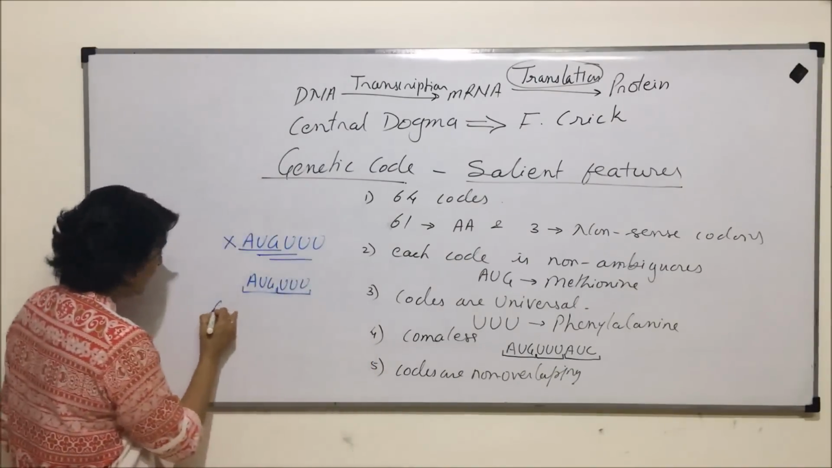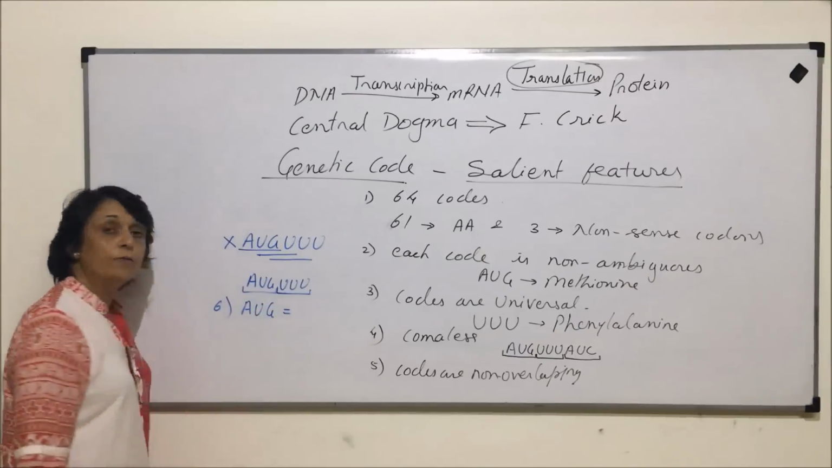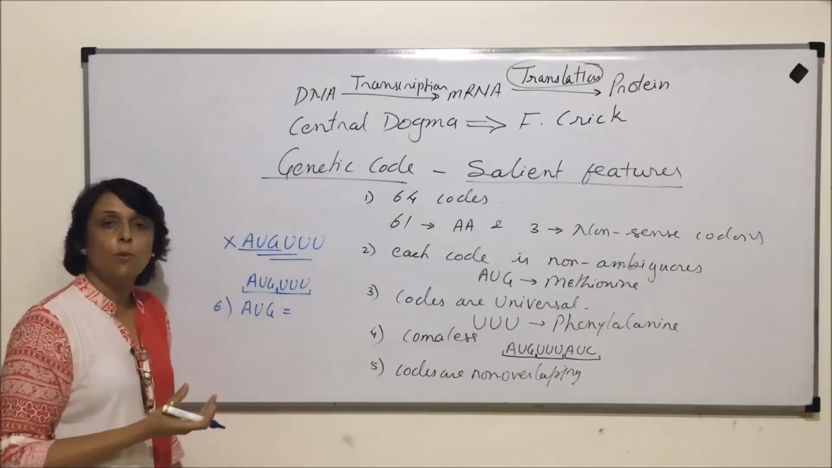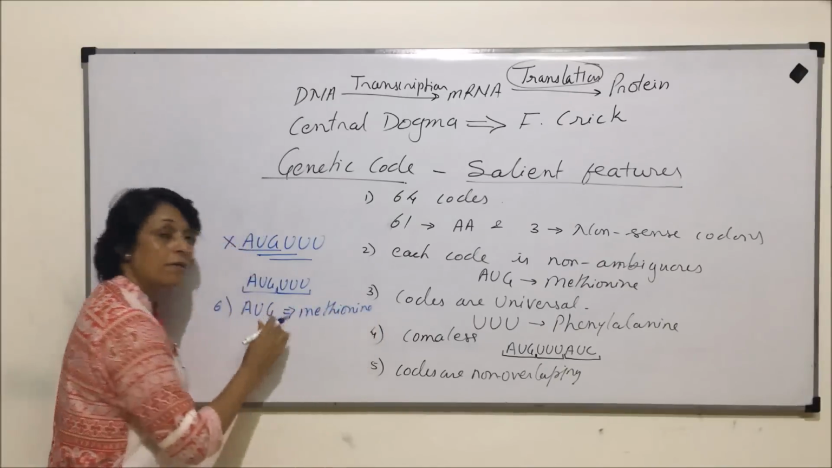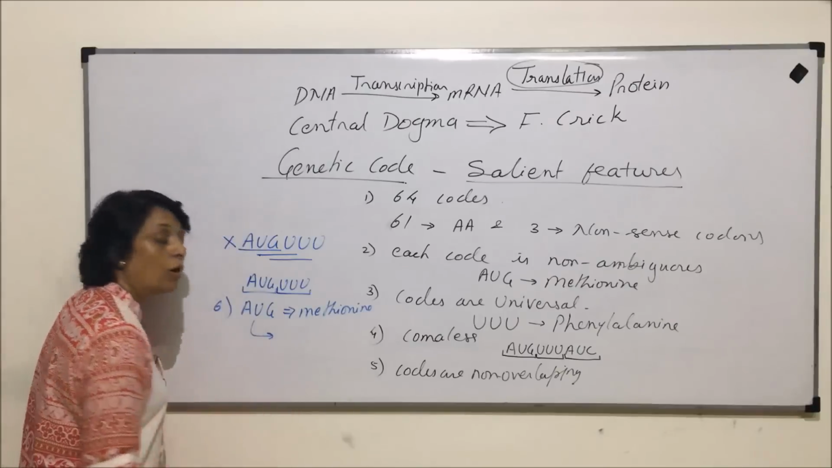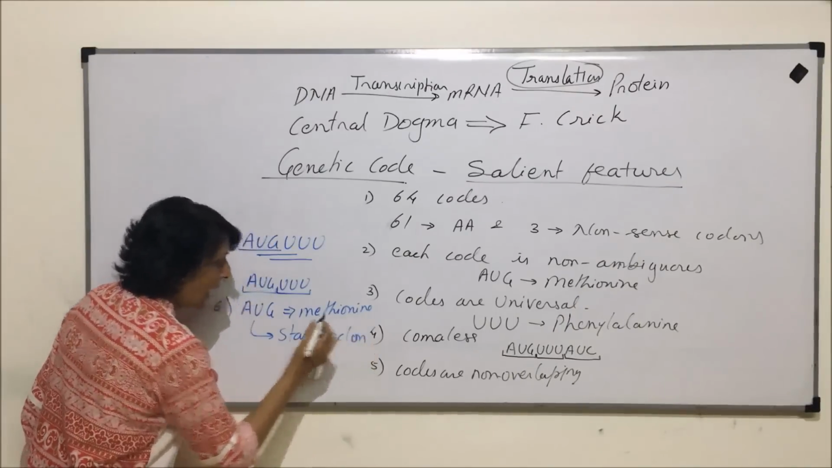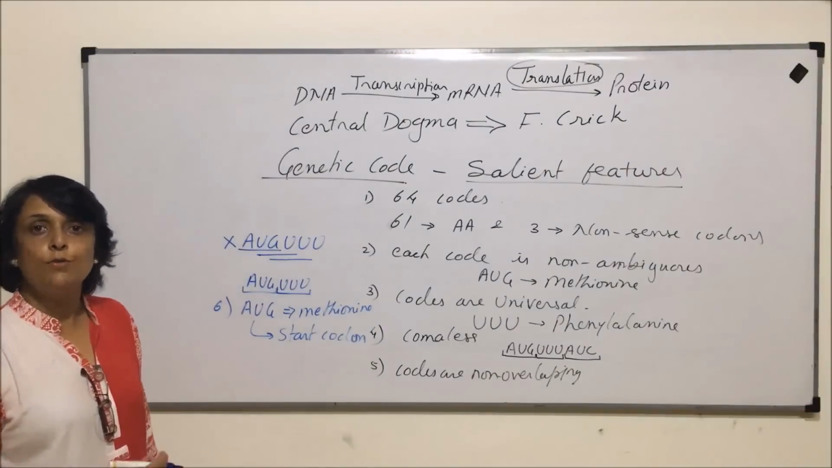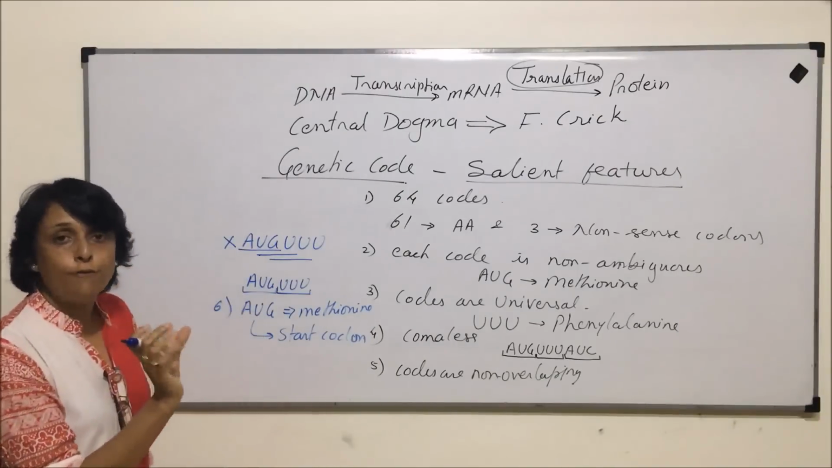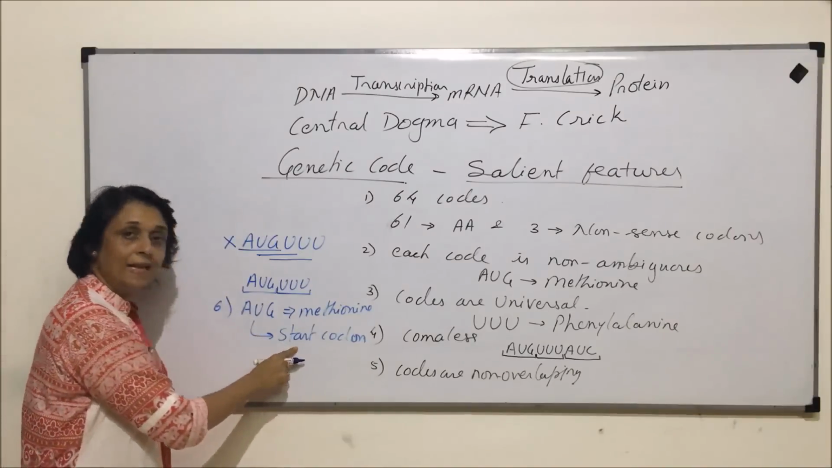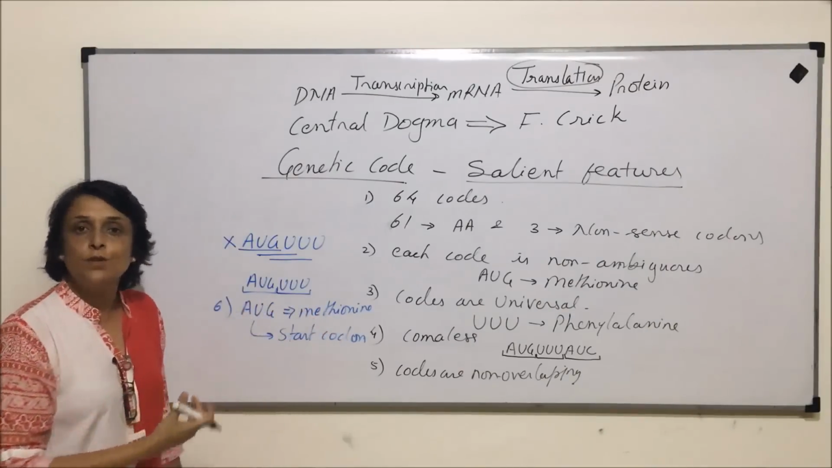Next point, the sixth point, the start codon AUG performs dual functions. Dual functions means it is responsible for two things. AUG codes for methionine, that is one amino acid. And AUG also acts as a start codon. And whenever it is a start codon, the first amino acid which is going to be synthesized is always going to be methionine. If it is in the beginning of any transcription unit, then it will act as start codon. And if this is present in between somewhere, it will just help in synthesis of methionine.